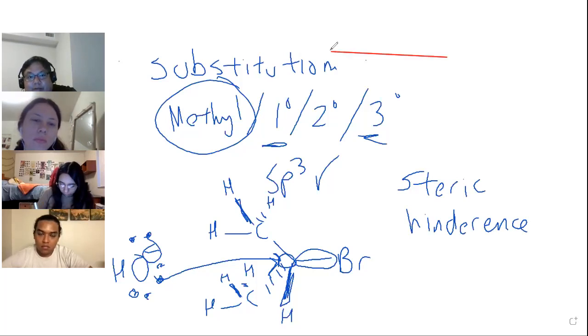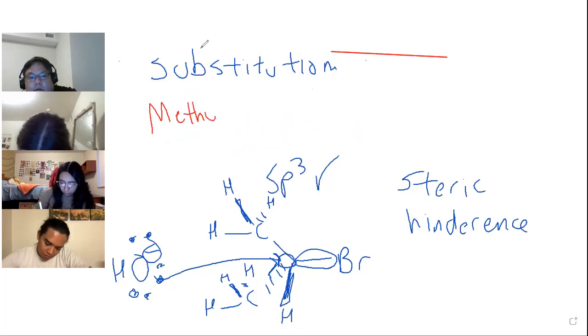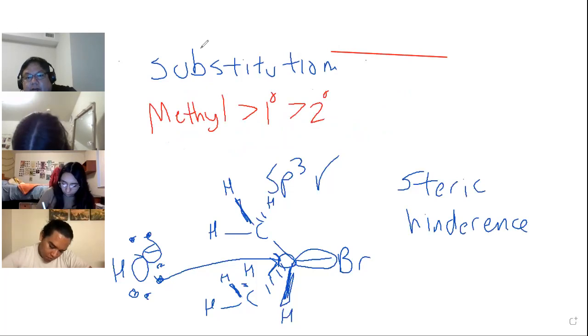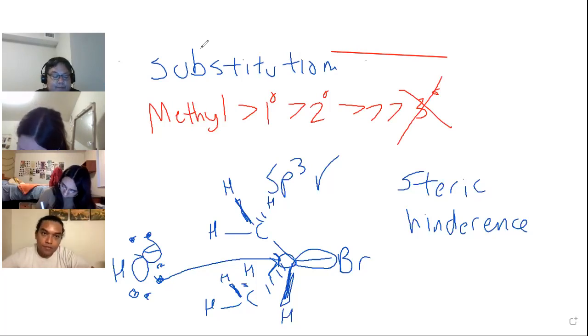So I'm going to erase this. Your methyl is always going to be your fastest. It'll be faster than primary, and it'll be faster than secondary, and it is much, much, much faster than tertiary. And we say that it is so unlikely to happen that SN2 will not occur for a tertiary carbon. So if you get drawn something that's a tertiary carbon, you can automatically say it can't be an SN2 reaction. Does that make sense? So steric hindrance is always your enemy when you're dealing with substitution.